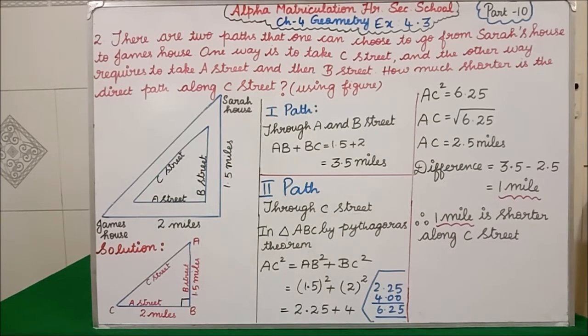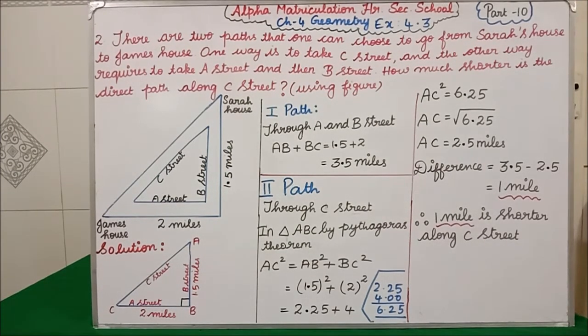1.5 miles. So the first street is, this side is what? They have given 1.5 miles. Then this side A street they have given 2 miles. Okay. First we are going through the first path, I am going to calculate now. I am calculating the first path and second path separately.